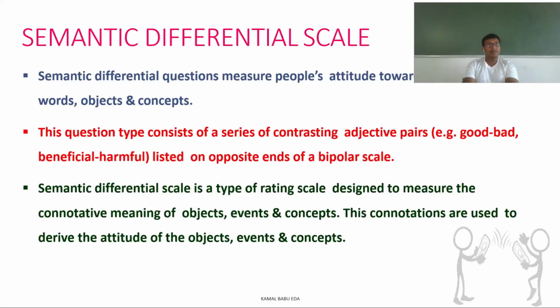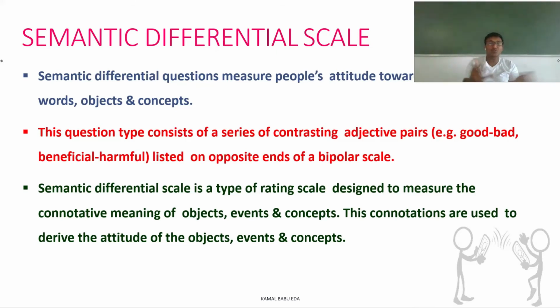Coming to the semantic differential scale. Semantic differential questions measure people's attitude towards words, objects and concepts. In this type of scale, we have adjective pairs. For example, they will directly ask you whether something is good or bad, beneficial or harmful. They are listed at opposite ends of a bipolar scale: good, bad, pleasant, unpleasant, sad, happy.